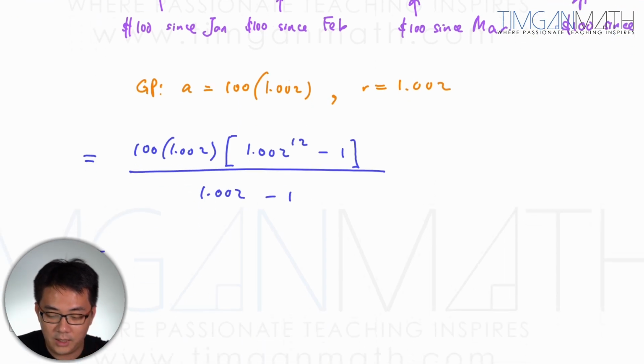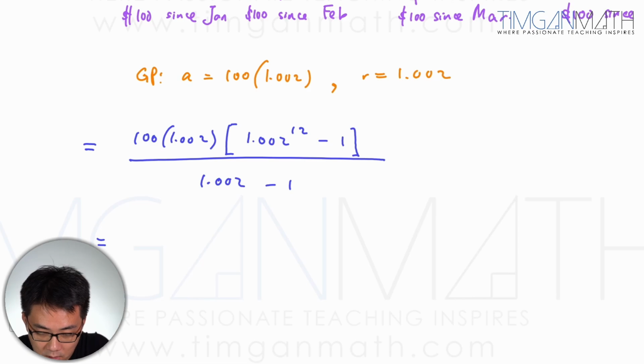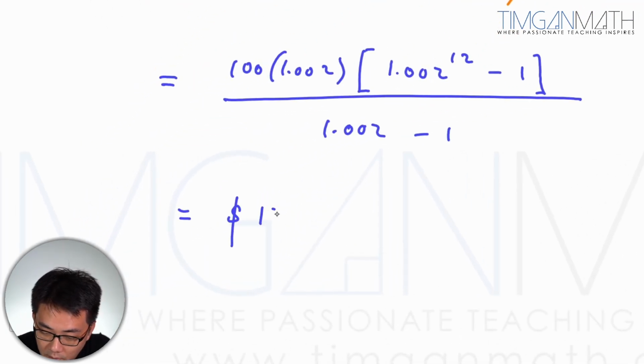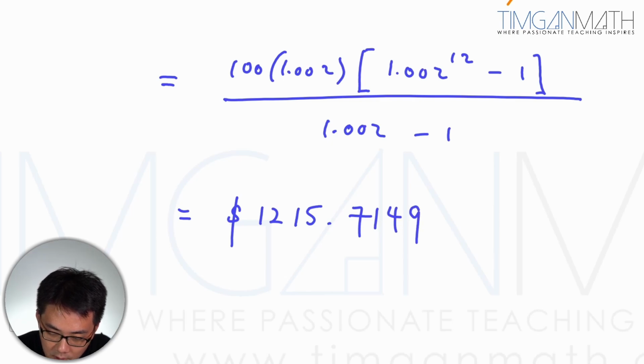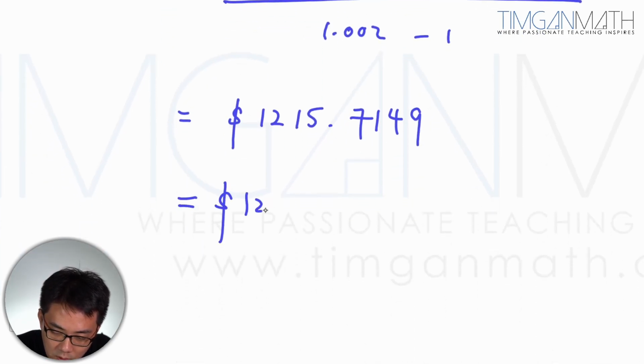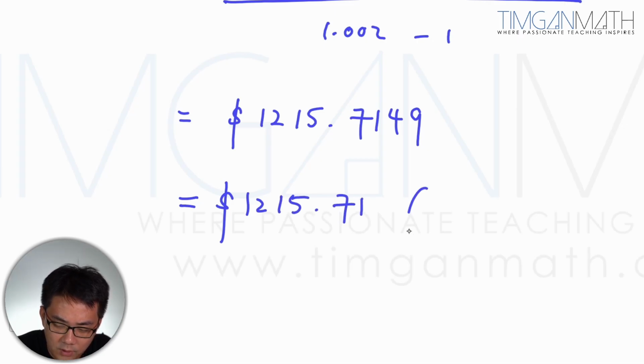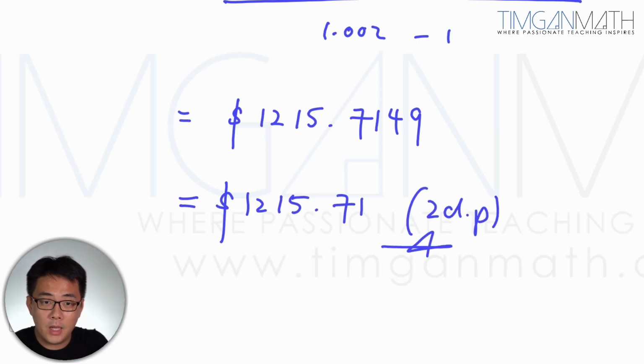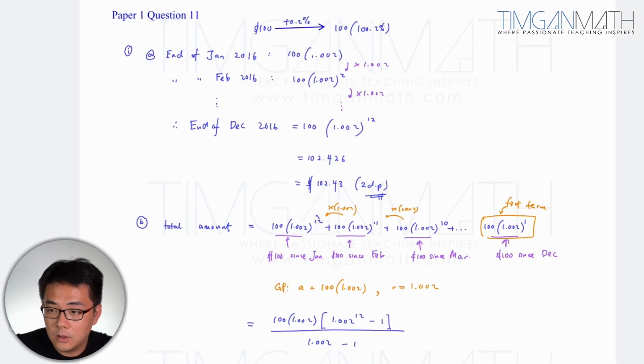So key in the calculator, I think you get the answer here: 100 times 1.002, times 1.002 to the power of 12 minus 1, over 1.002 minus 1, which is actually about 1215.71. Okay, so that's how we do this question here proficiently. So let's look at part C.